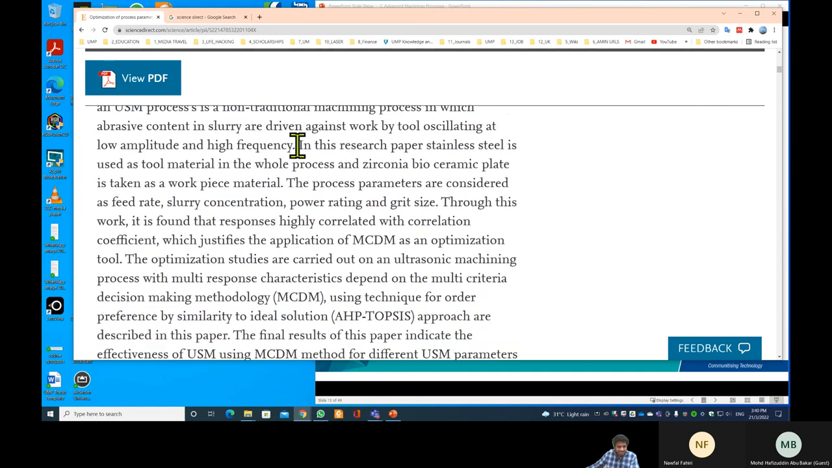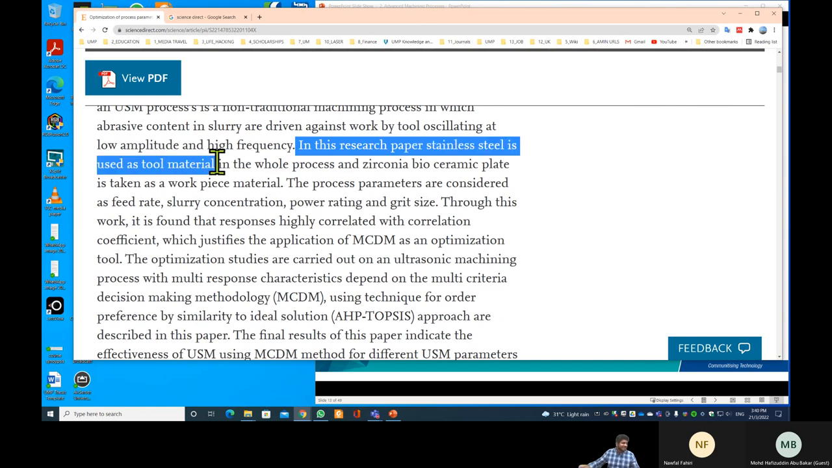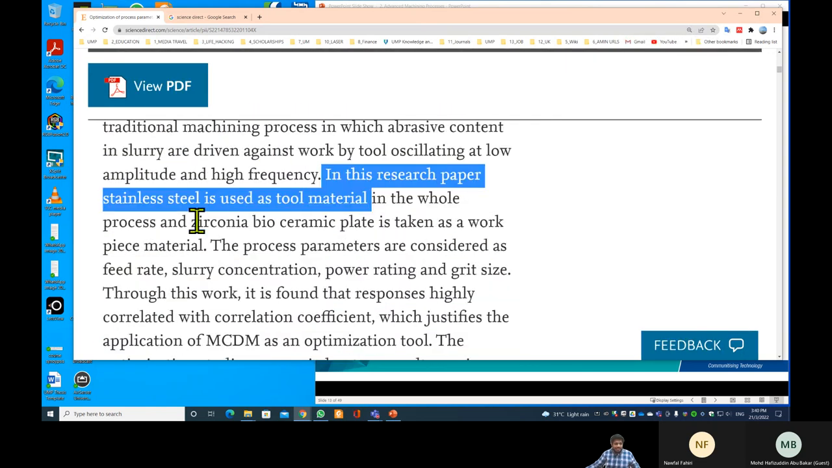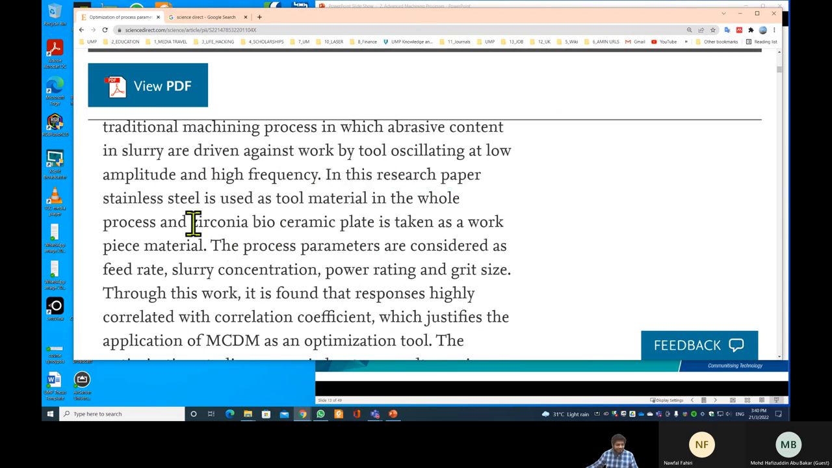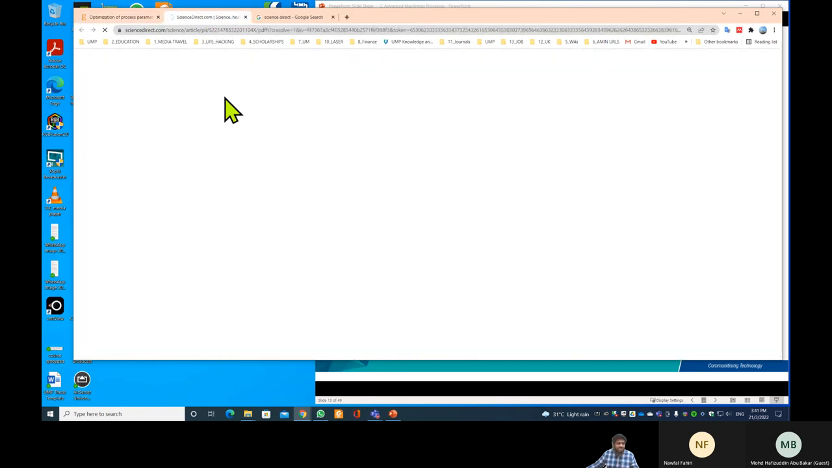In this research paper, stainless steel is used as a tool material. Just now we learned stainless steel is used as a tool material in the whole process, and a zirconia bioceramic plate is taken as the workpiece. So you see they have a very specialized workpiece. That is why in 2022 they are carrying out the optimization of parameters of ultrasonic machining for this very specialized zirconia bioceramic. Let me download this paper also and send it to you guys, so that you can also see this paper and apply what we have learned today.